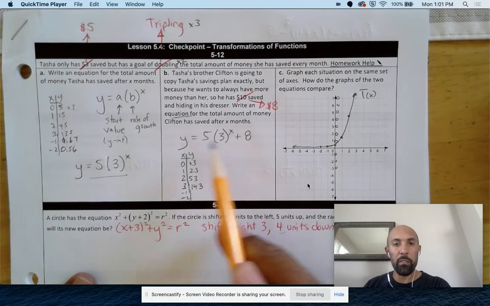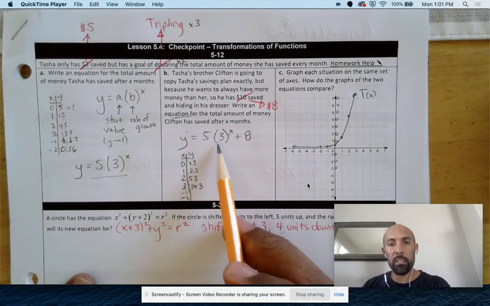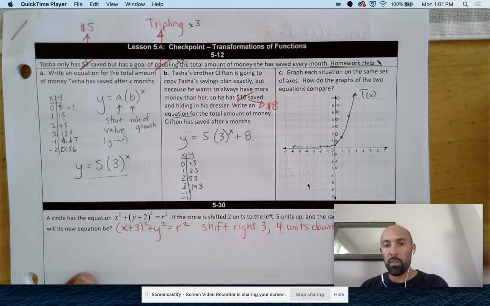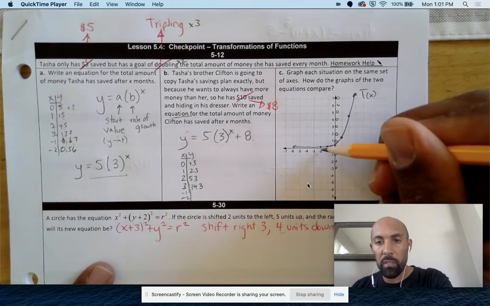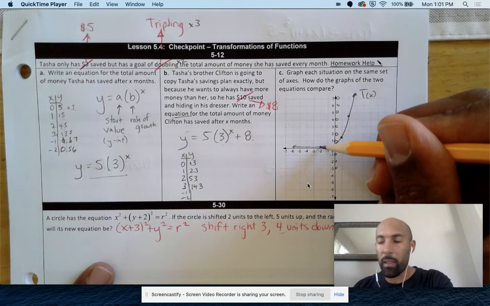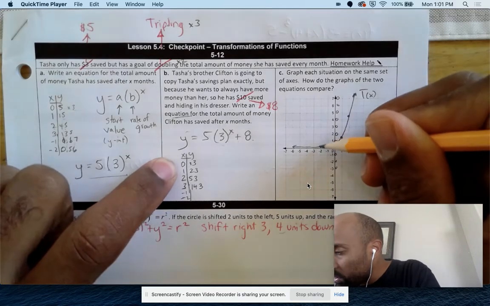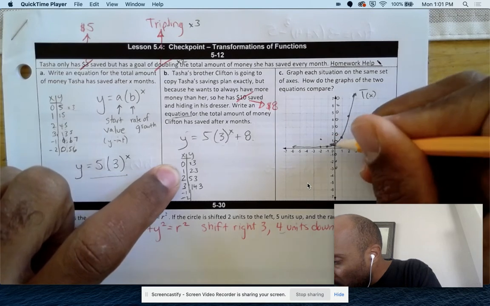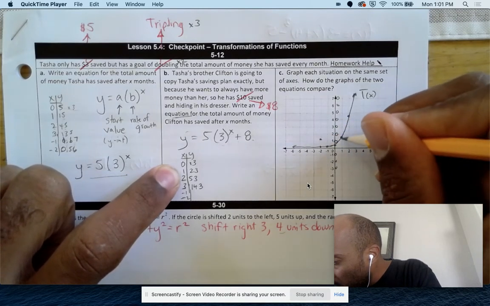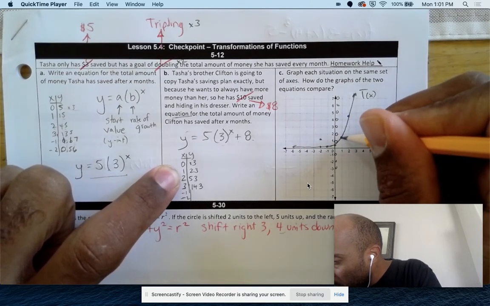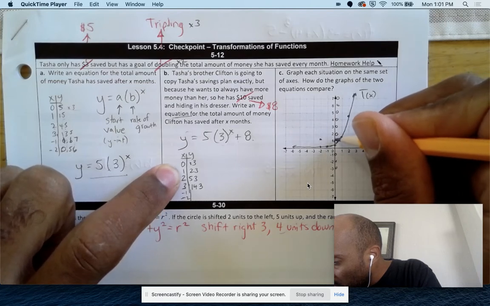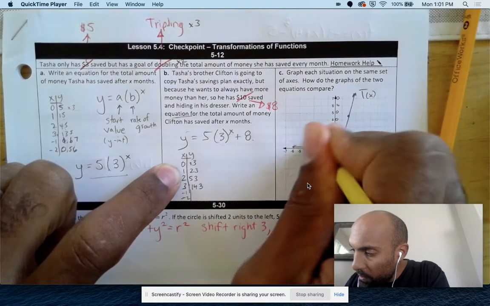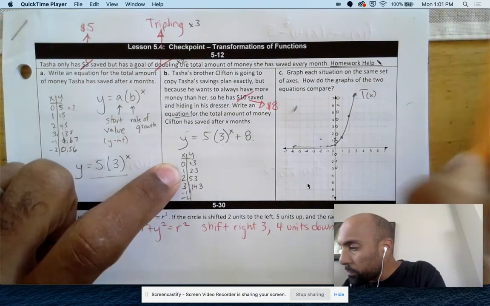Okay, so now for Clifton, his is the same thing, but adding 8 to every x value. So in other words, I'm just going to take every point and add 8 to it. So the first one was 0, 13. The next one was 123. Oh, sorry, over here. Actually, it should be 0, 13 here. Not on, sorry, that was the wrong point.